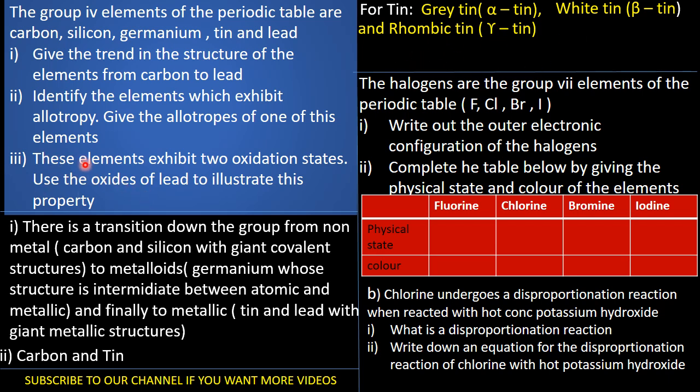So the next part wants us to show that these elements exhibit 2 oxidation states. Use the oxides of lead to illustrate this property. So guys, the oxidation states we're talking about there are the +2 and +4 oxidation states. So now they want us to use that of lead. So guys, we are simply going to take lead oxide and we decompose it.